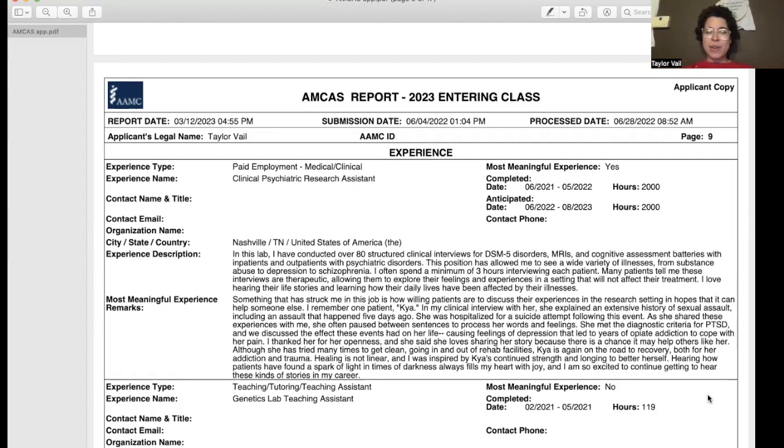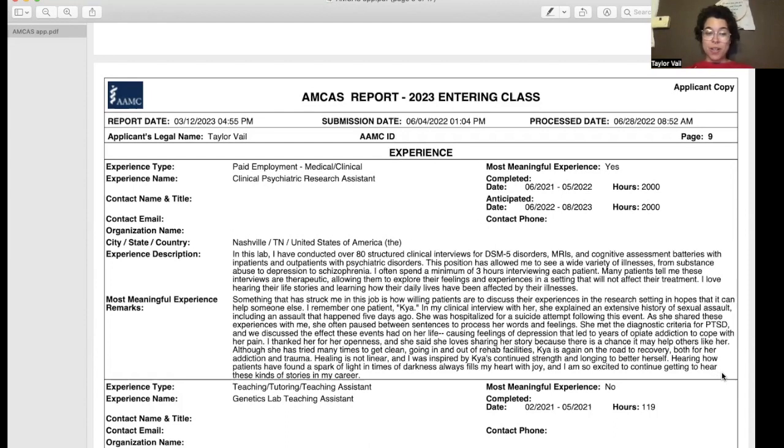So again, showing I didn't just work with one type of psychiatric illness. I really worked with all types of psychiatric disorders in this job. And then the fact that I'd spent a minimum of 3 hours interviewing each patient so they can see the time that I spent with patients. And then for the most meaningful part of this, I really wanted to show the impact that patients had on me in this role. So I ended up highlighting a very specific patient who I named Kaya.